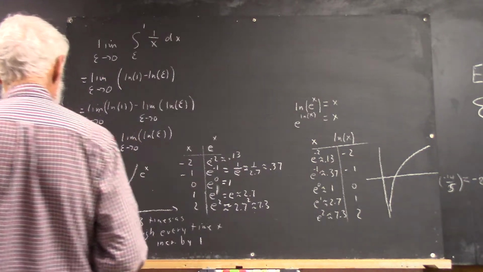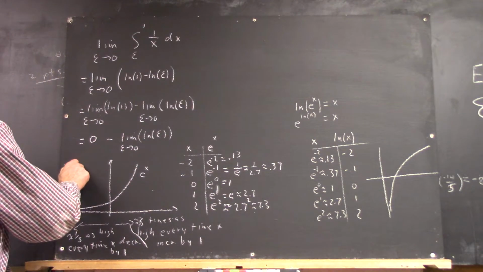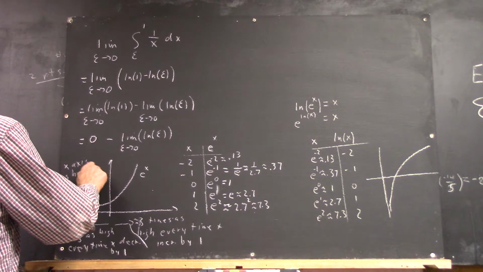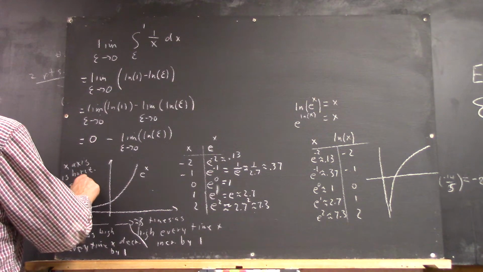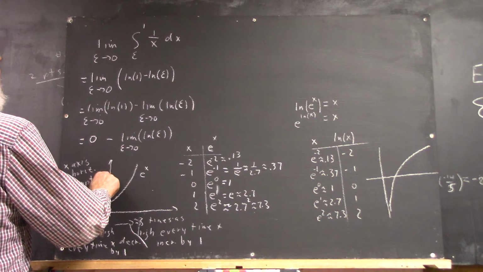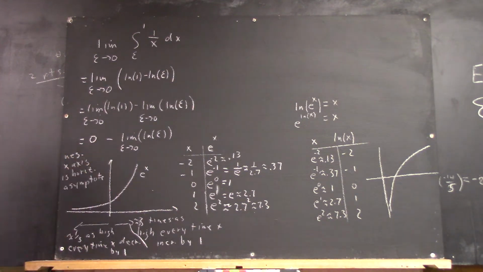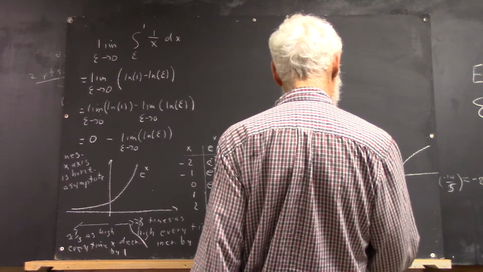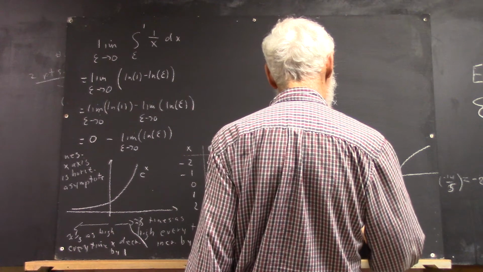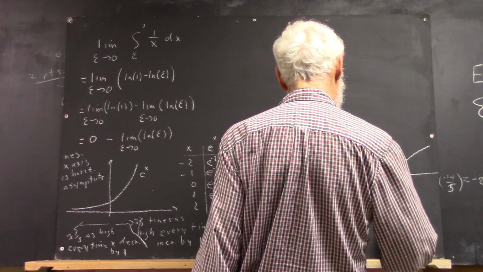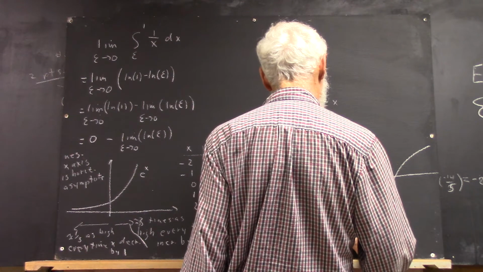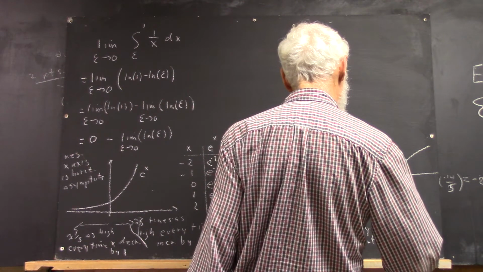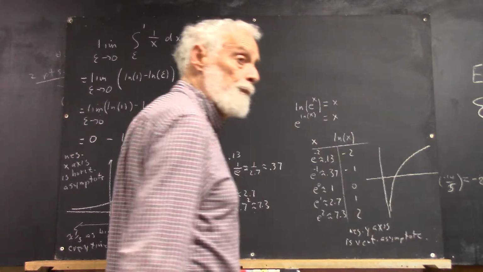Now, here the x-axis is a horizontal asymptote. Say the negative x-axis, right? Over here, the negative y-axis is a vertical asymptote. Okay?